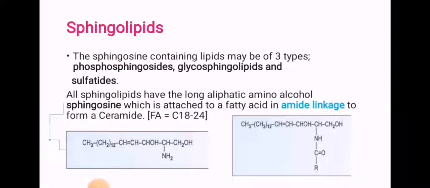Here you can see in the first diagram, sphingosine is attached to a fatty acid in amide linkage to form a ceramide. So on the right side you can see the ceramide structure. What is a ceramide? It's nothing but sphingosine, which is a long aliphatic amino alcohol, linked to a fatty acid. So sphingosine plus fatty acid is a ceramide.